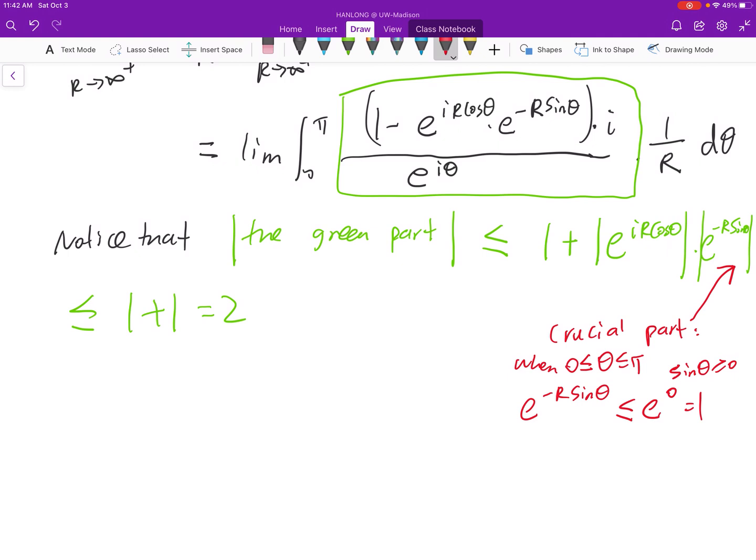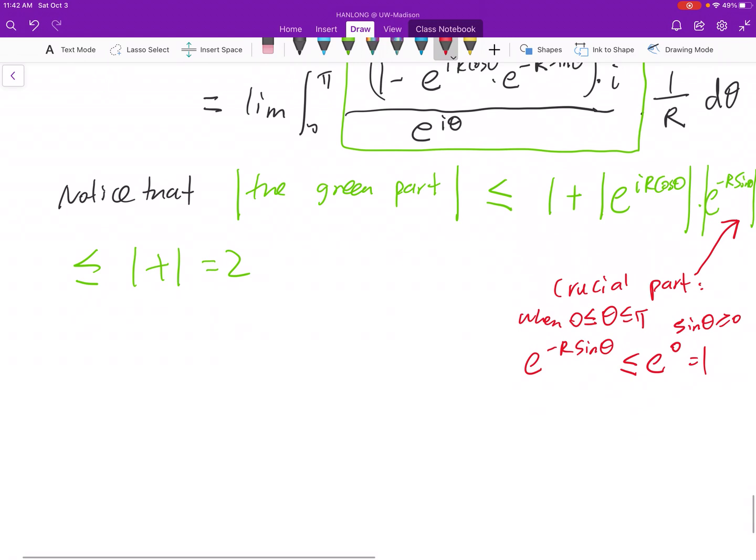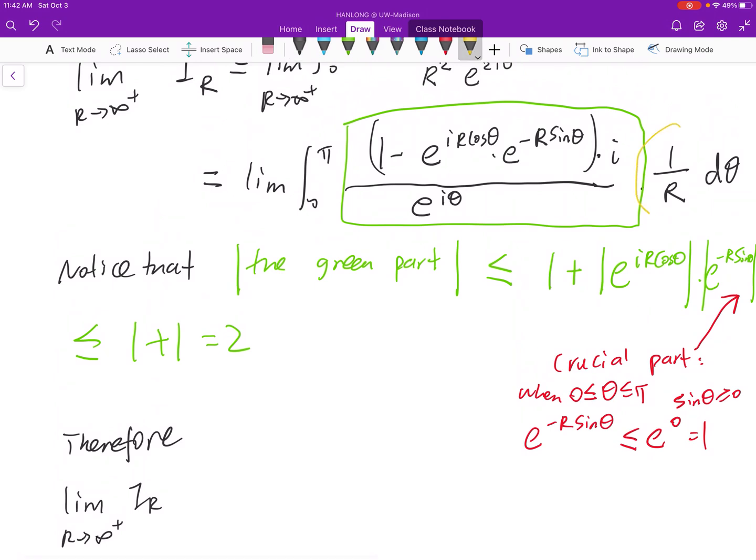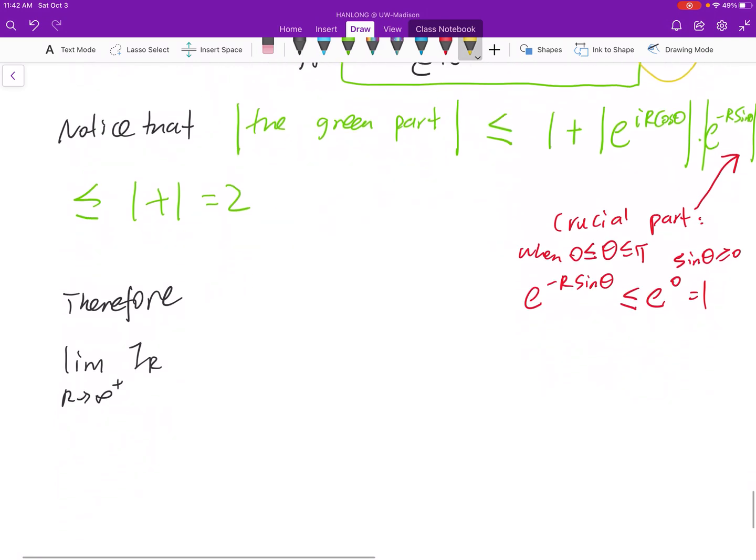Okay, therefore, for the limit of I_R when R goes to positive infinity, you look at here, you have the extra factor 1 over R, therefore the contribution is 0.